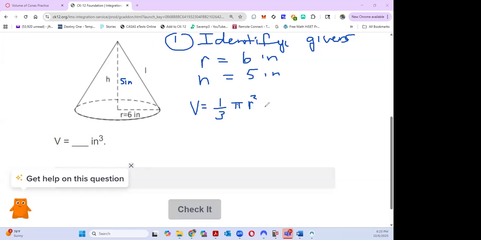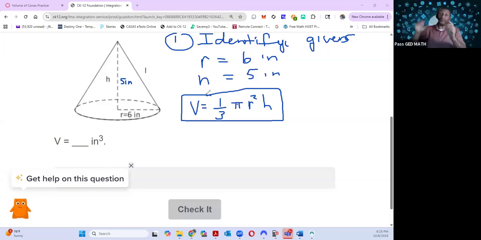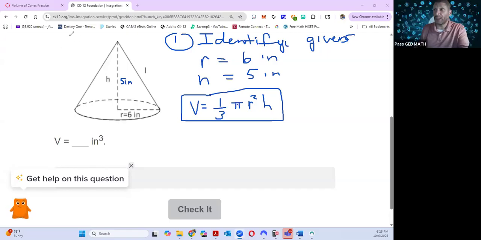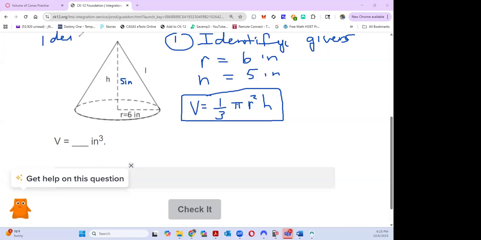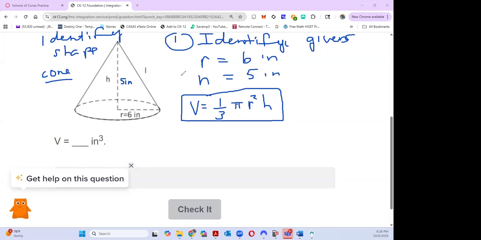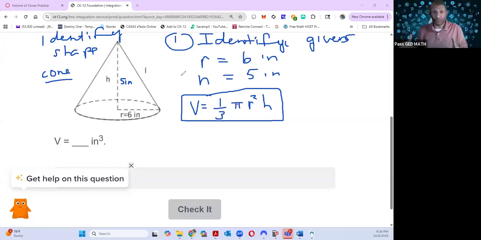Height. I made a mistake. I know, but these are the steps that you need to take, right? So the steps are: identify your givens. Identify the shape that you use, because the first step should have been identify the shape. You can't identify the formula unless you identify the shape. This is a cone. So when you go to your formula sheet, volume equals 1/3 pi r squared h. We are not trying to reinvent the wheel.